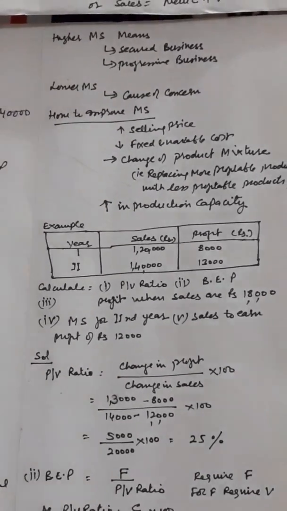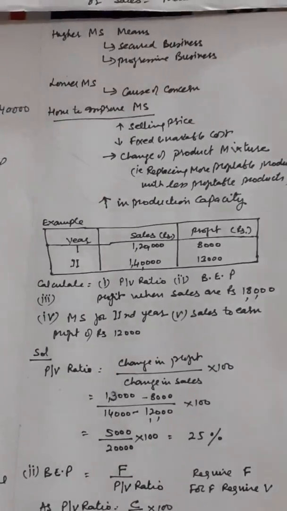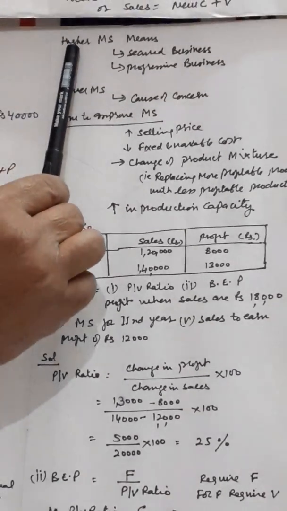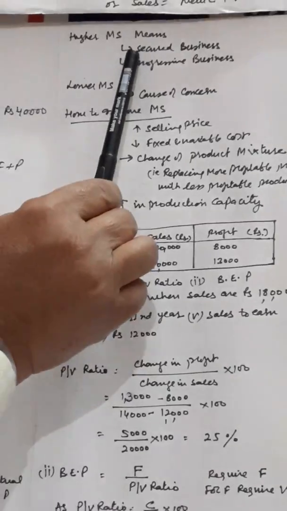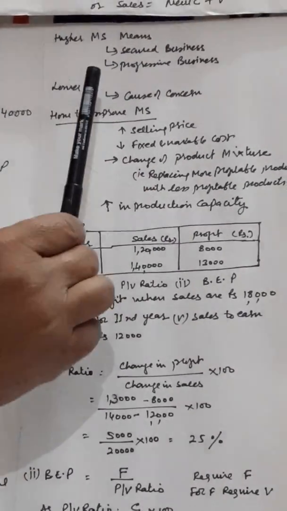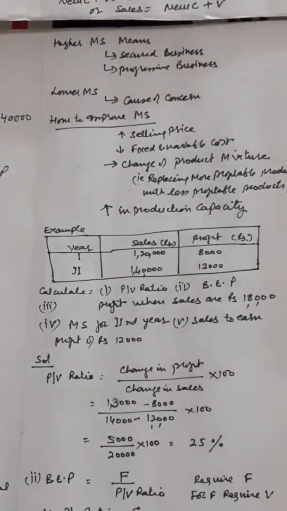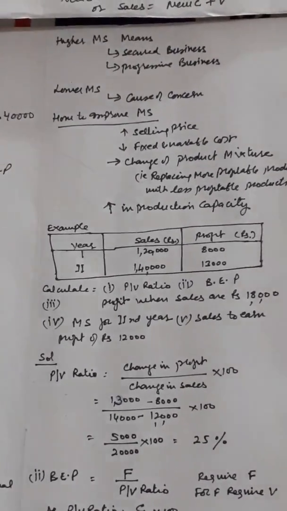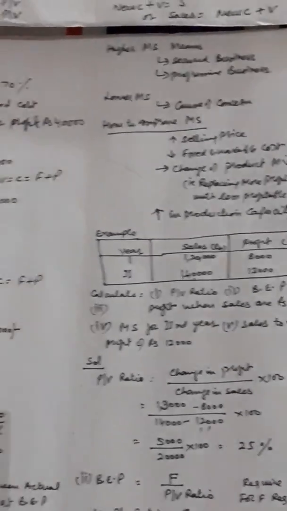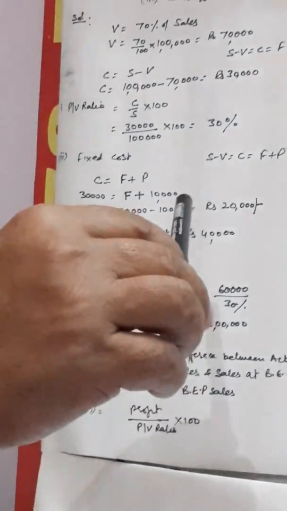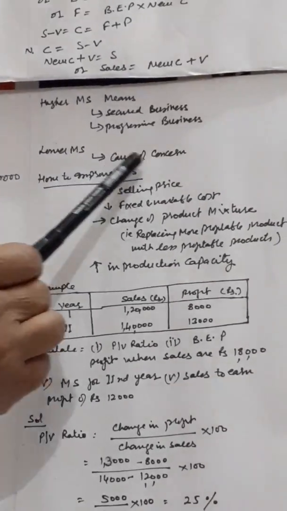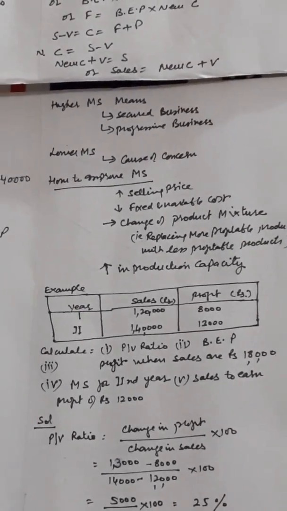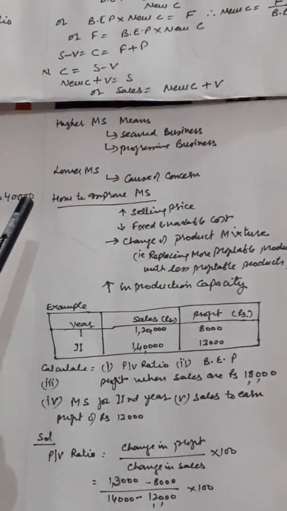Now, what does margin of safety mean here? Every businessman would like to have higher margin of safety, because higher margin of safety means secured business. It means progressive business. Every businessman would like to stay above break-even point. If he stays above break-even point, how much he is above break-even point will be known as margin of safety. Lower margin of safety is a cause of concern. Every businessman would like to have higher margin of safety.